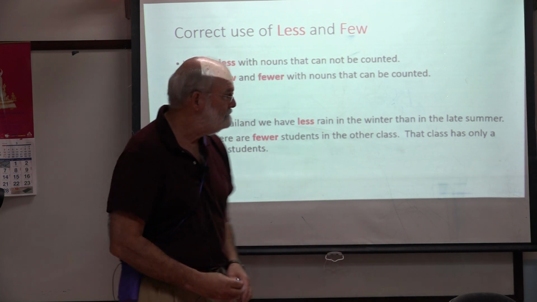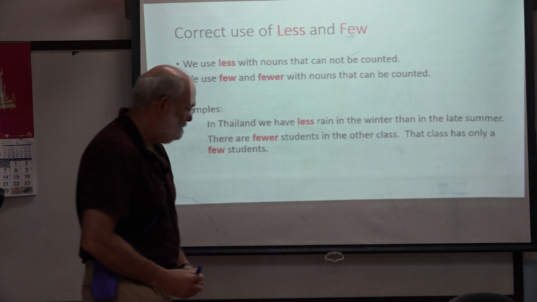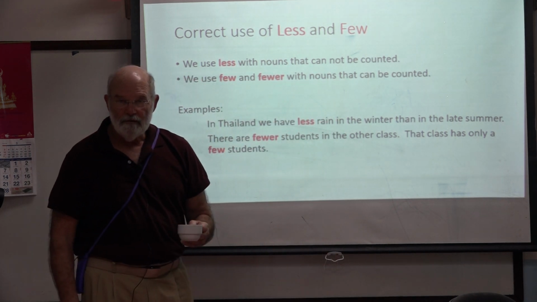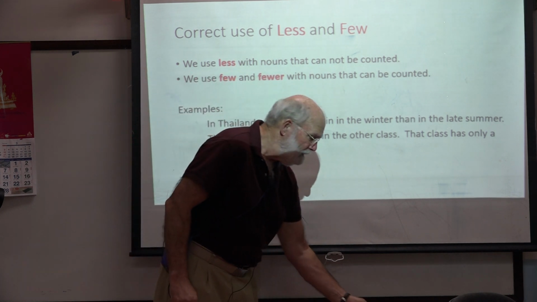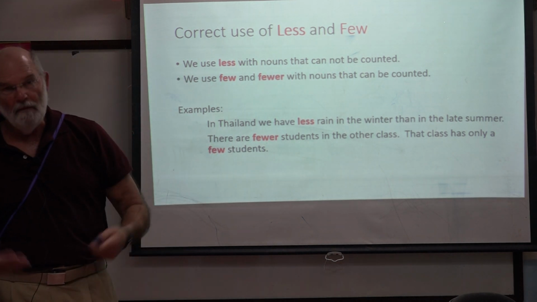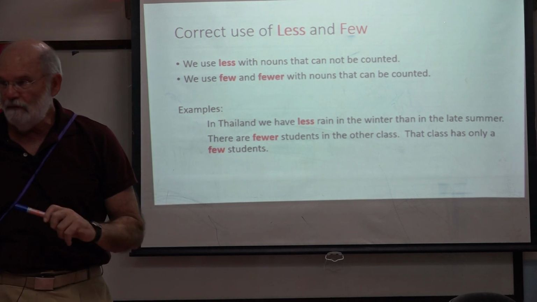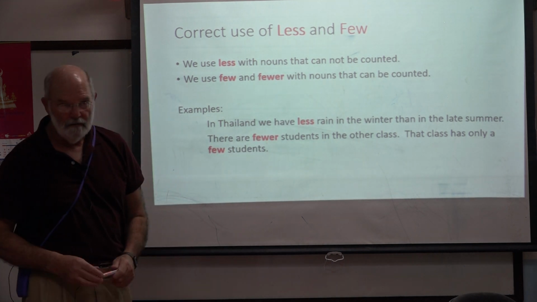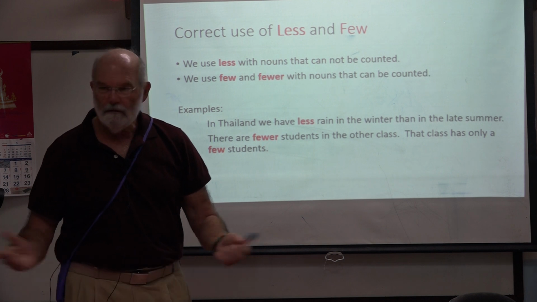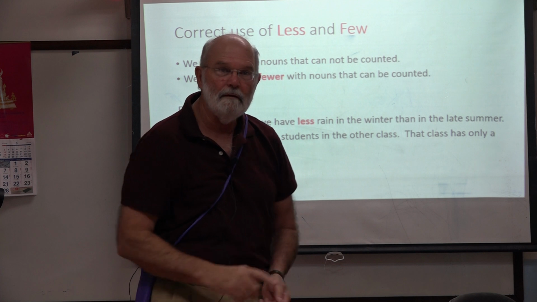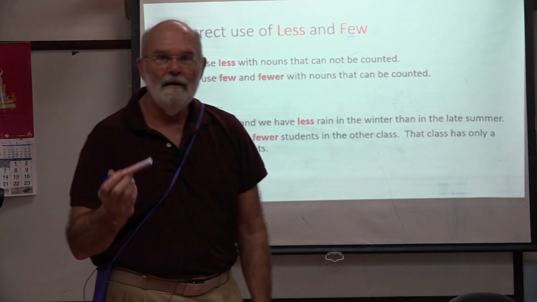Now, less and few. Less we use with a noun that cannot be counted. This cup has less coffee in it than this cup. Okay? Because you can't count coffee. We use few and sometimes fewer, and I'll explain when we use one or the other. We use few and fewer with nouns that can be counted. So, there are fewer students in the other class. In this class we have 1, 2, 3, 4, 5, 6, 7, 8, 9, 10, 11. But in that class, 1, 2, 3, 4, 5, 6, not counting the little kid. Okay, so there are fewer students.